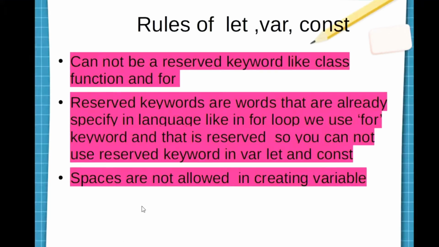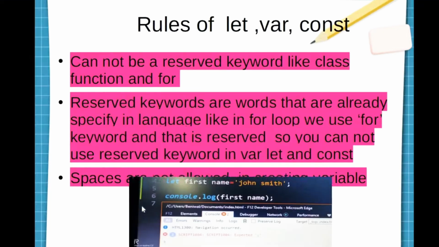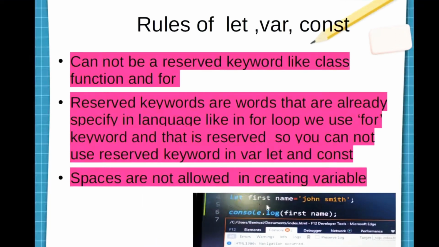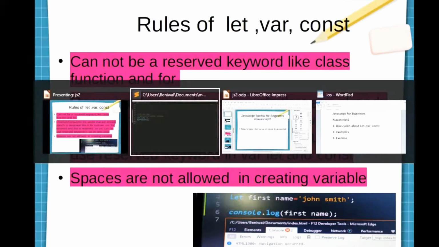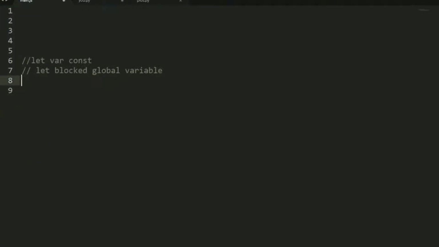Now, talking about the next rule, spaces are not allowed in creating a variable. If we say let first name is equal to John Smith like this, and then say console.log first name, we get an error like expected this. Let me show you this example also. So we say let first name and equal to hello world, and then put a semicolon, and then say console.log, and then give first name.